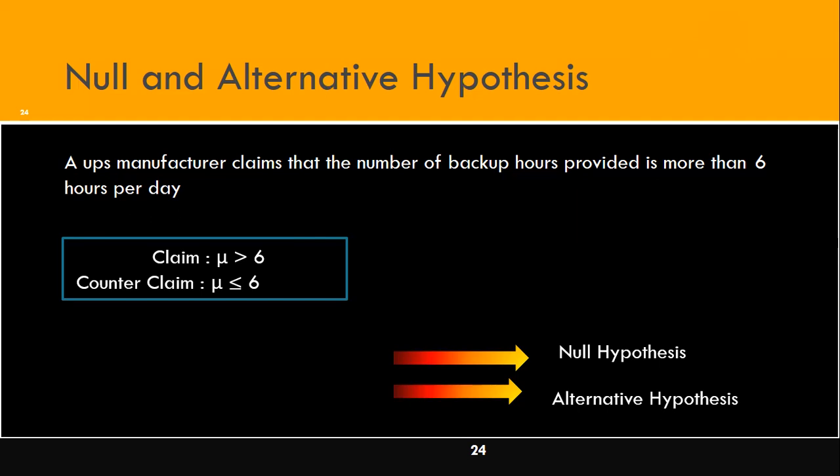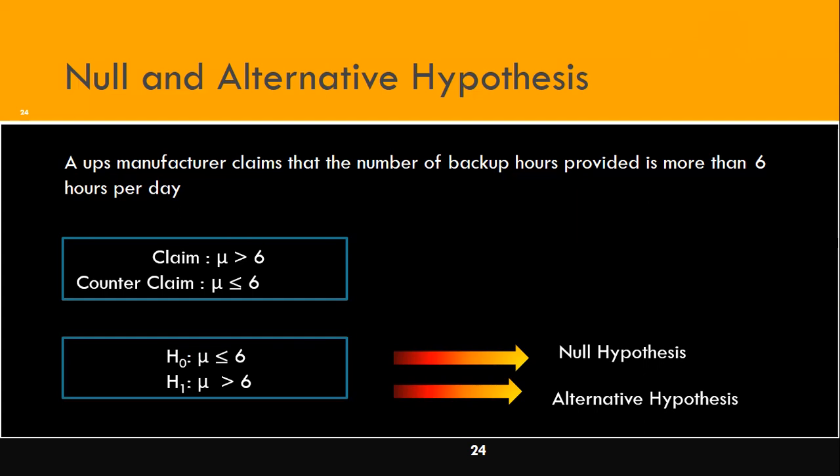I bought the UPS from your company, my relative. According to them, it was giving just 6 hours per day. Sometimes it gives less than 6 hours. It is not more than 6 hours. So to test this, what kind of notation? This is the notation that we use. The claim is your null hypothesis, but in this case I have rewritten it. So the claim is greater than 6. Okay.